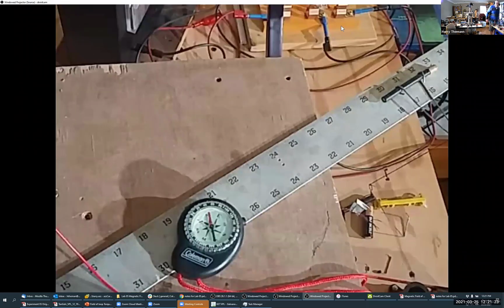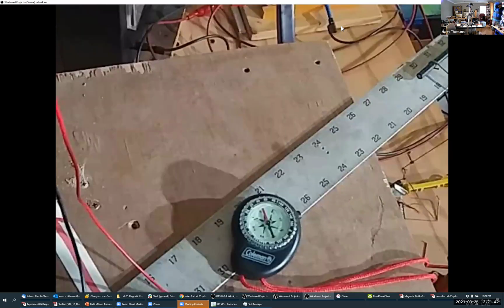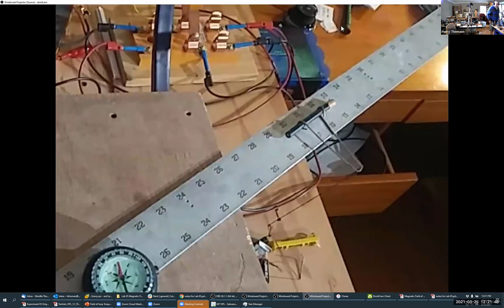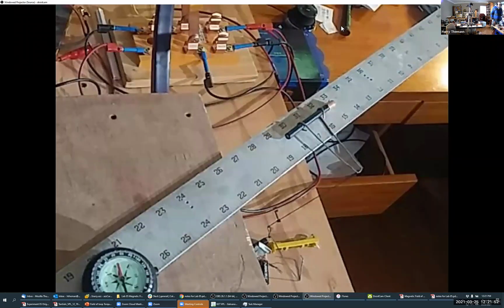So the two numbers are 40 and 60. So it was a little difficult to get 45 on there. And I have the compass set centered at 20 inches. And then, yesterday I almost decided to bolt down the Helmholtz coils. And the center of the magnet is at 31.5 inches. So that means 11.5 inches.